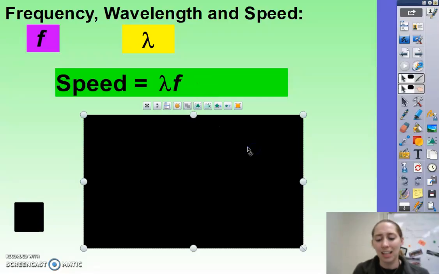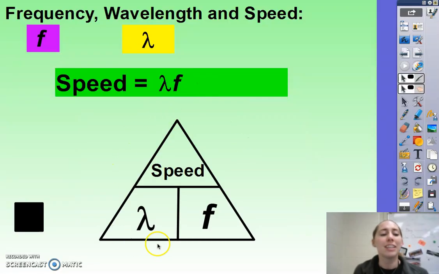And yes, like many of our calculations this year, there is a handy conversion triangle to help you isolate specific variables. Wavelength and frequency go on the bottom, and speed is on the top.